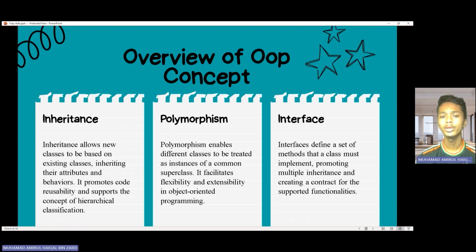For polymorphism, it enables different classes to be treated as instances of a common superclass. It facilitates flexibility and extensibility in object-oriented programming. Next is interface. An interface defines a set of methods that a class must implement, promoting multiple inheritance and creating a contract for the supported functionalities.